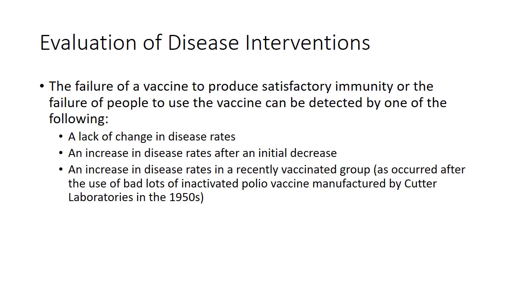And then it also could be looking for things like increases in disease rates in a recently vaccinated group. This can occur if you have a bad lot of the inactivated vaccines. As an example, in the 50s, there was one made by Cutter Laboratories. It was a bad batch, and people were not truly protected against polio. So that could be another sign of something just not being right.